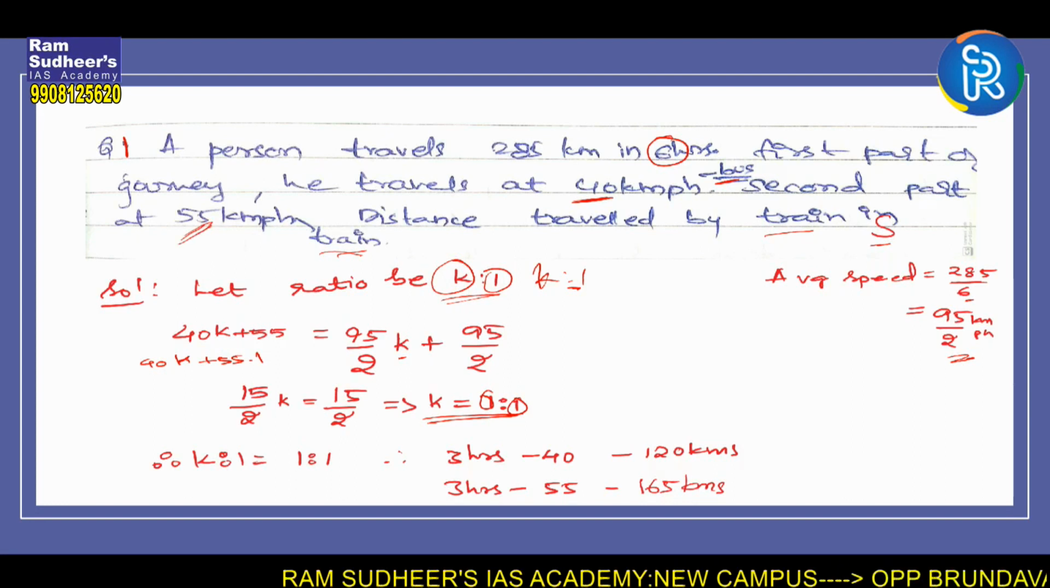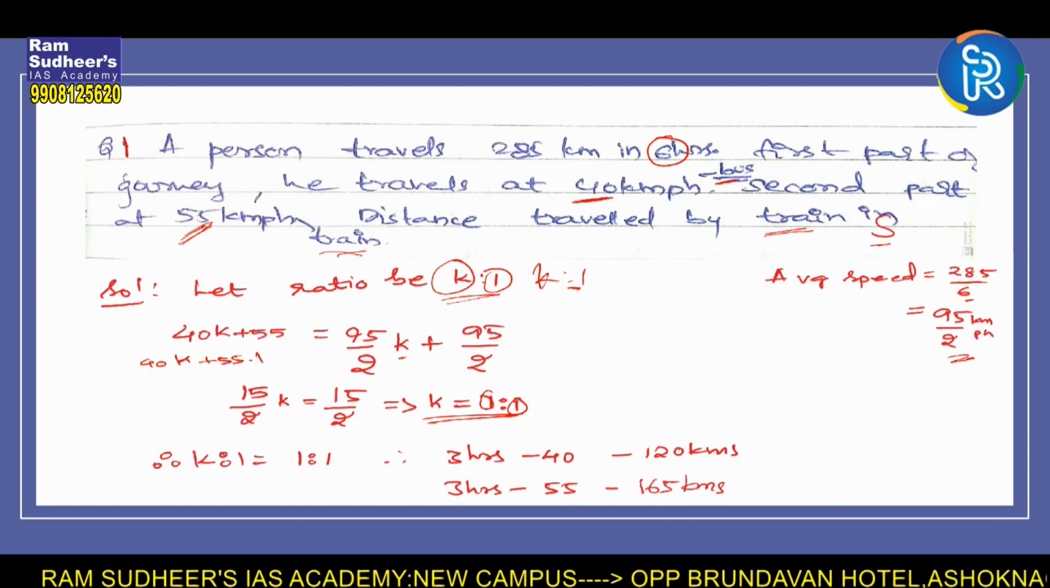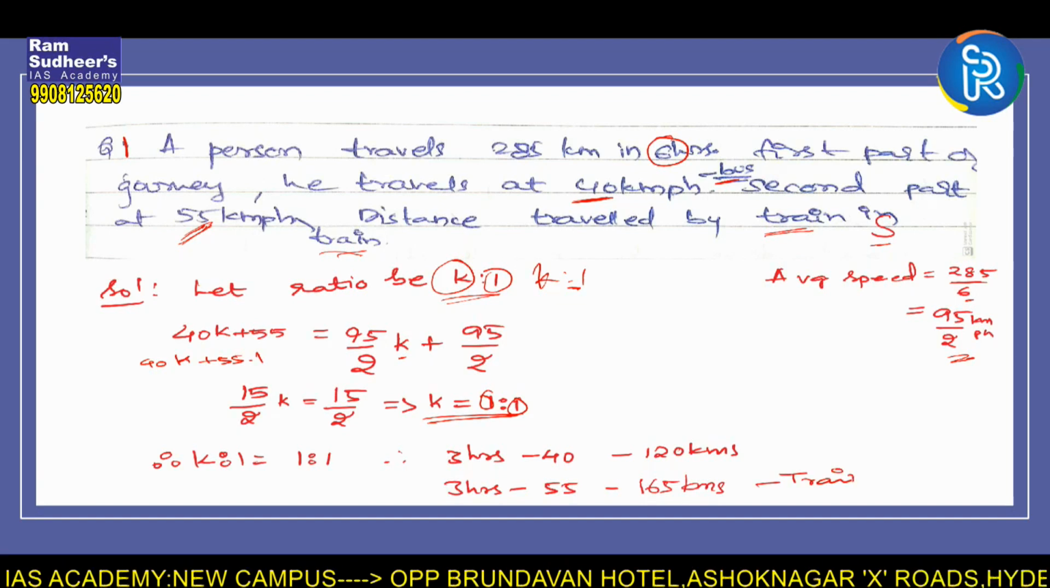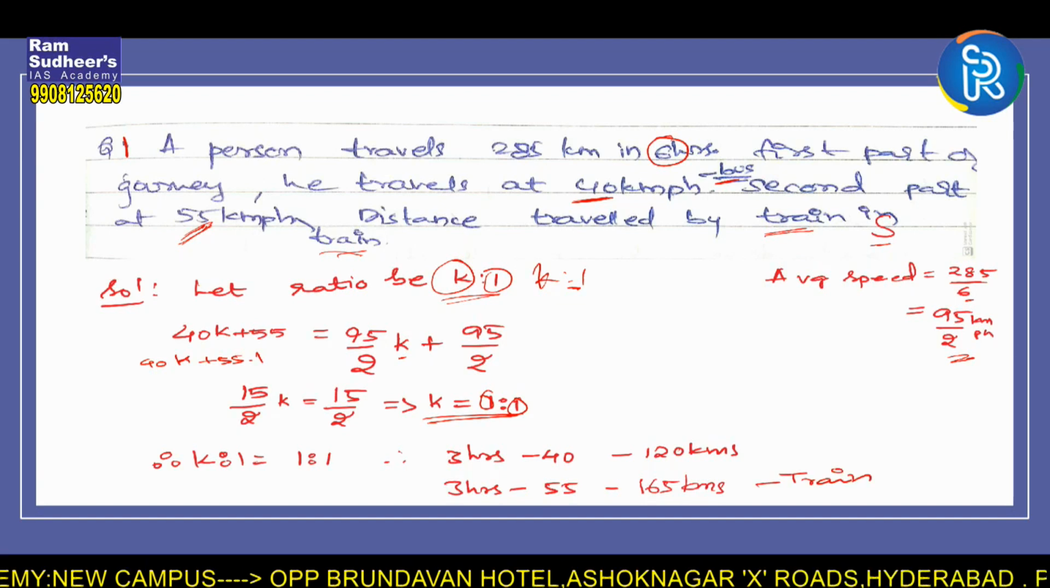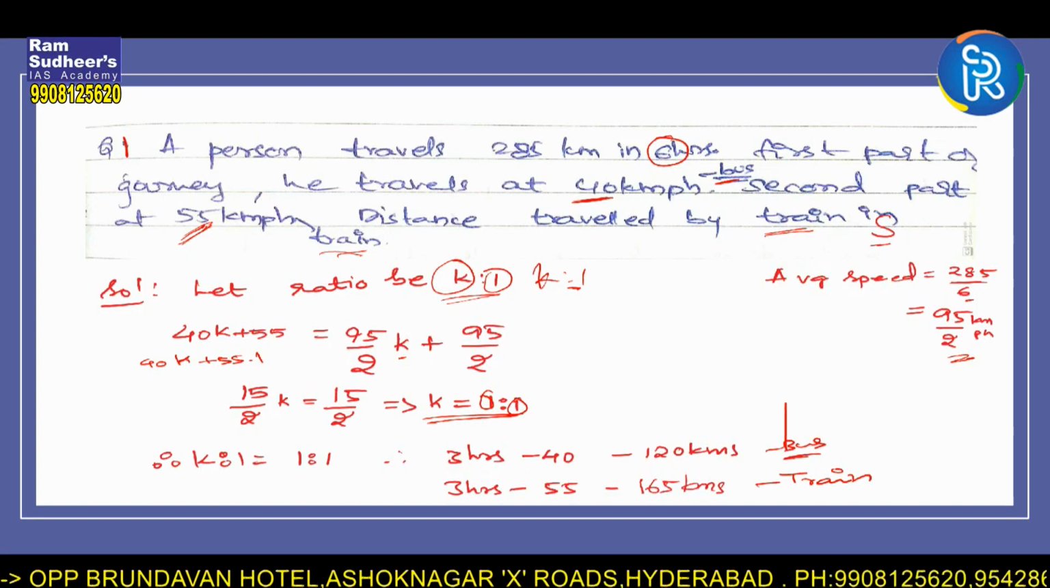The question asks for the distance traveled by train. Distance traveled by train is the distance traveled with the speed 55 kilometers per hour, and therefore distance traveled by train is 165 kilometers, and if the distance traveled by bus is asked, it is 120 kilometers. I think there should be no problem. Now moving on to the next question.